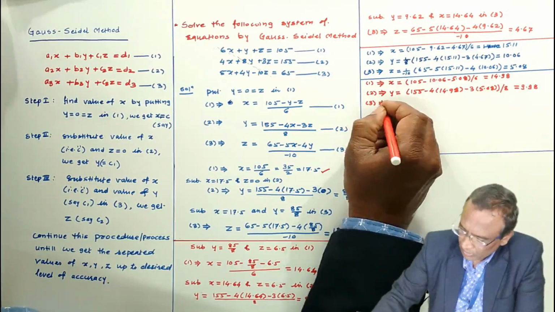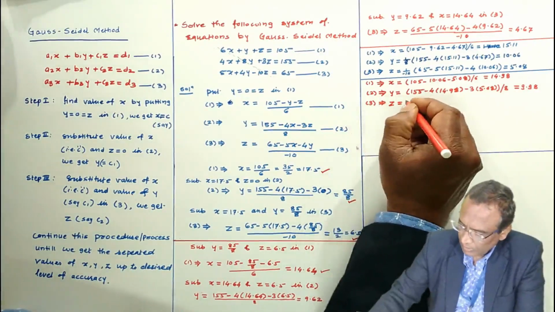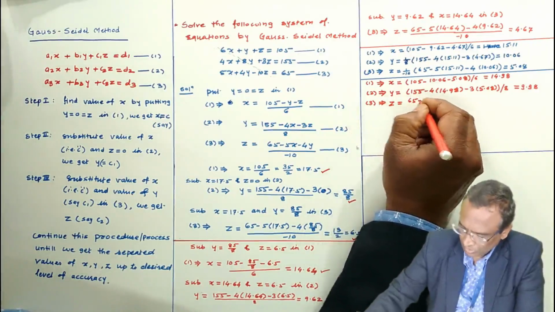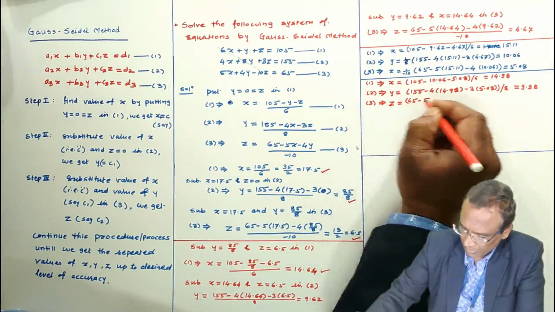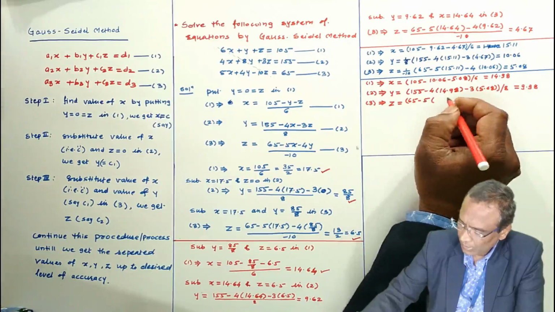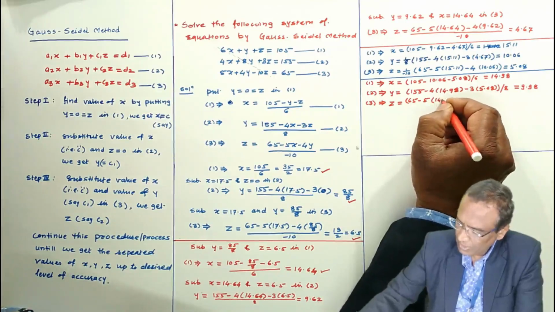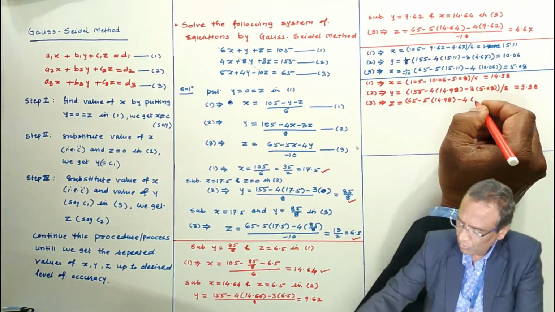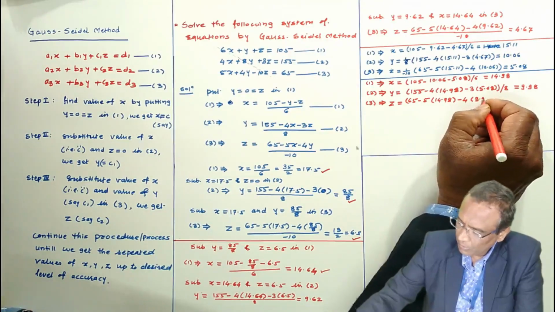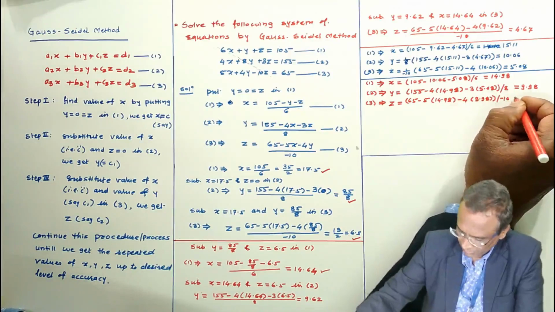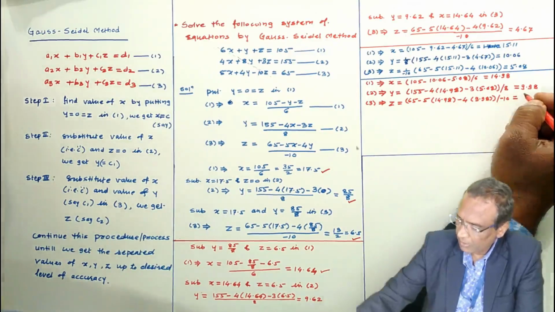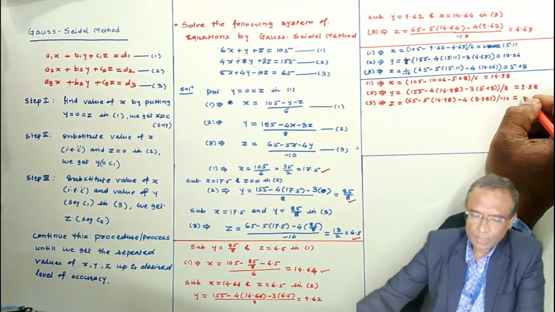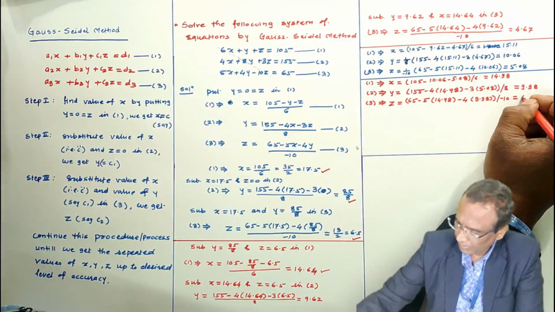Now third, from equation 3, substitute 65 minus 5 into latest value of x, which is 14.98, minus 4 into y is 9.98. This divided by minus 10, and the value of z is 4.98.